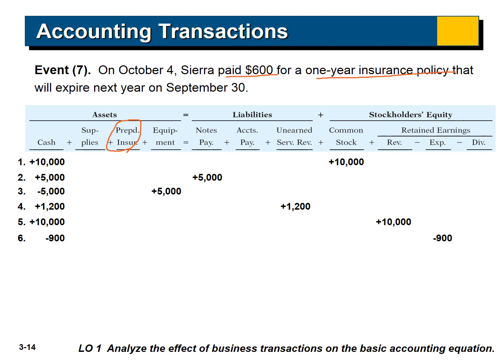But for now, we have the minus 600 cash going down, and then the plus 600 prepaid insurance going up. And again, the left side balances out because minus 600 plus 600 is 0, and we have nothing on this side.